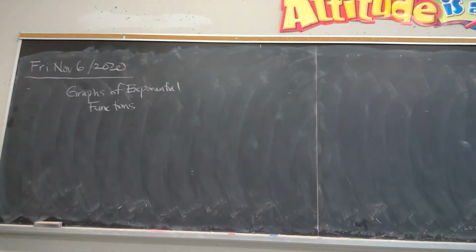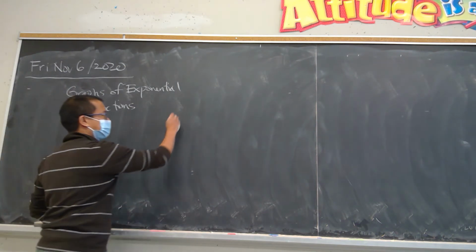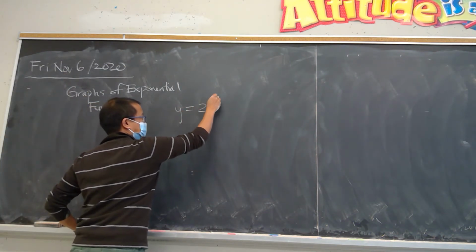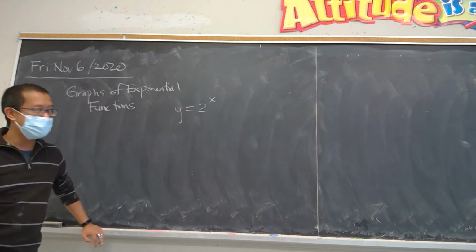We're going to talk about a lesson called Graphs of Exponential Functions. And of course, we're going to talk about what this one looks like: y equals 2 to the x. This is an exponential graph.